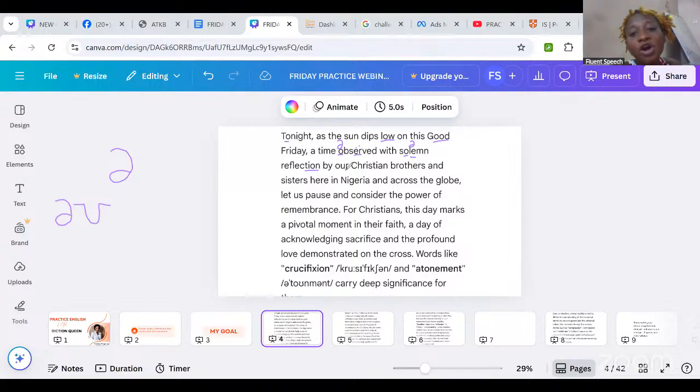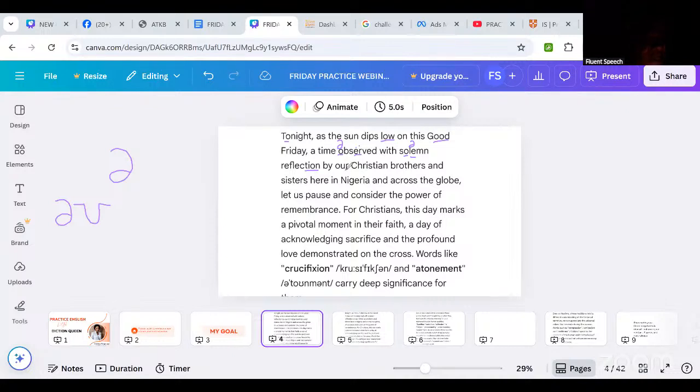By Christians. Now let's talk about this word. This word has two pronunciations. The common one is Christian. The common pronunciation we hear people pronounce is Christian. They use the T sound. Christian.